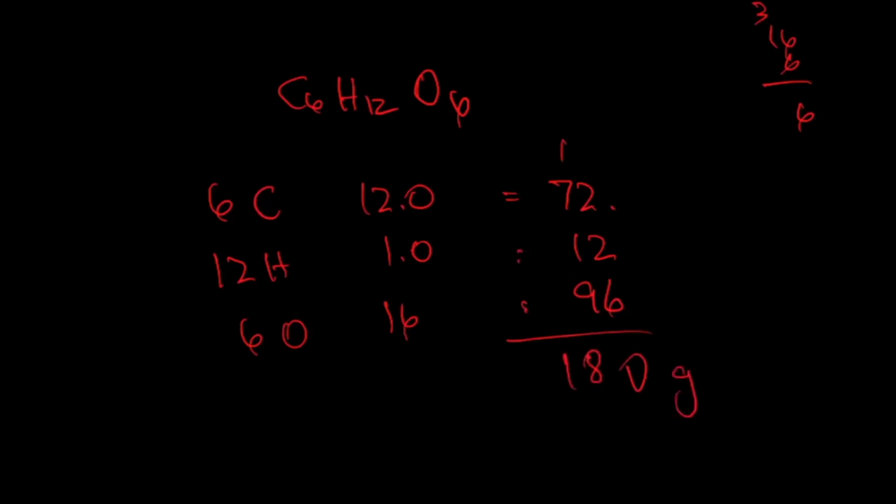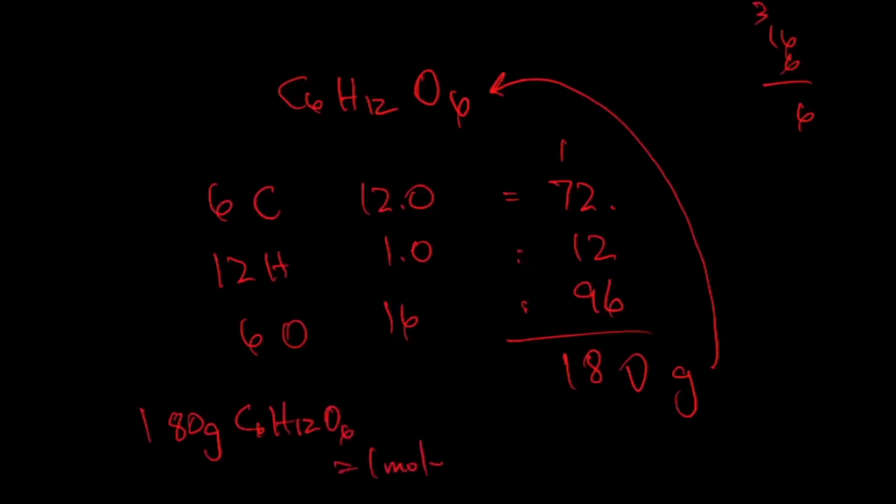So when you add this all up, 180 grams of glucose represents 1 mole. 180 grams of C6H12O6 equals 1 mole equals 6.02 times 10 to the 23rd glucose molecules. Okay, that's how you figure out the atomic weight or the molar mass of a chemical. You sum the mass of the individual atoms that make up that chemical.